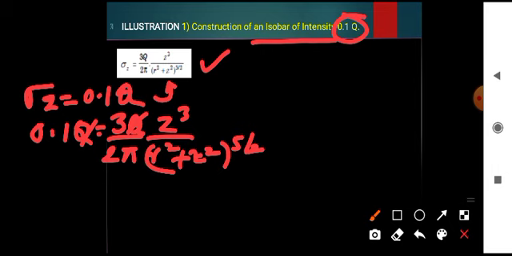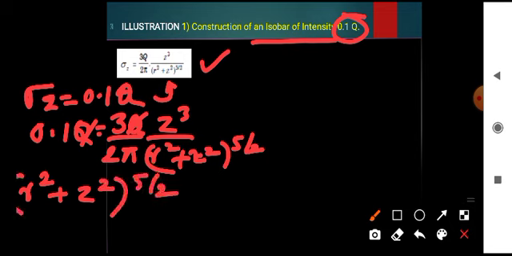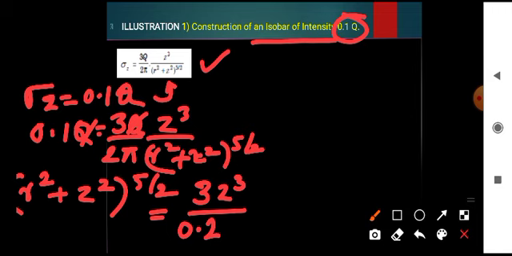Now we will simplify this. When we simplify, the equation takes this form: (r square plus z square) to the power of 5 by 2. The denominator part I have shifted here, which is equal to 3z cube divided by 2 pi into 0.1, which is 0.2 pi. This is the form we will be getting.